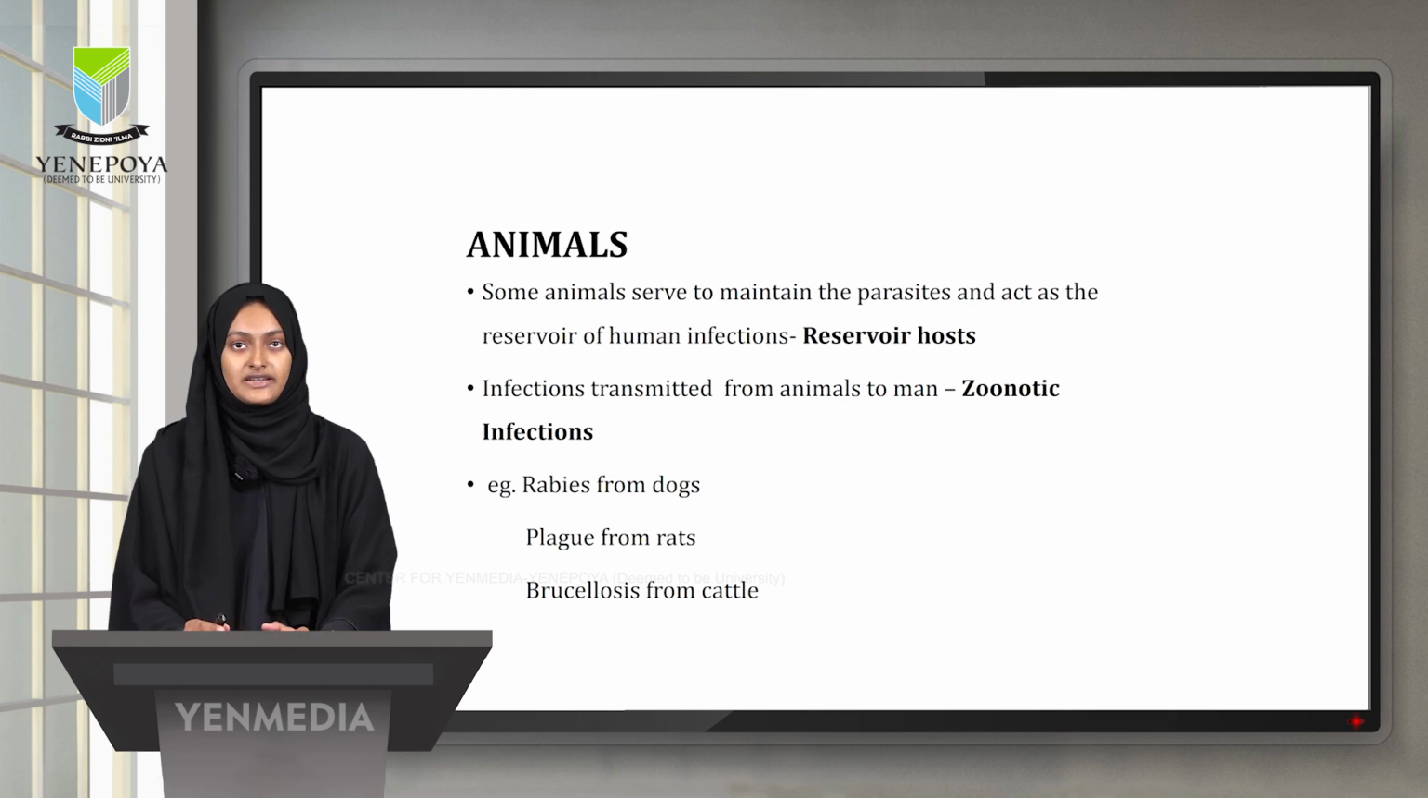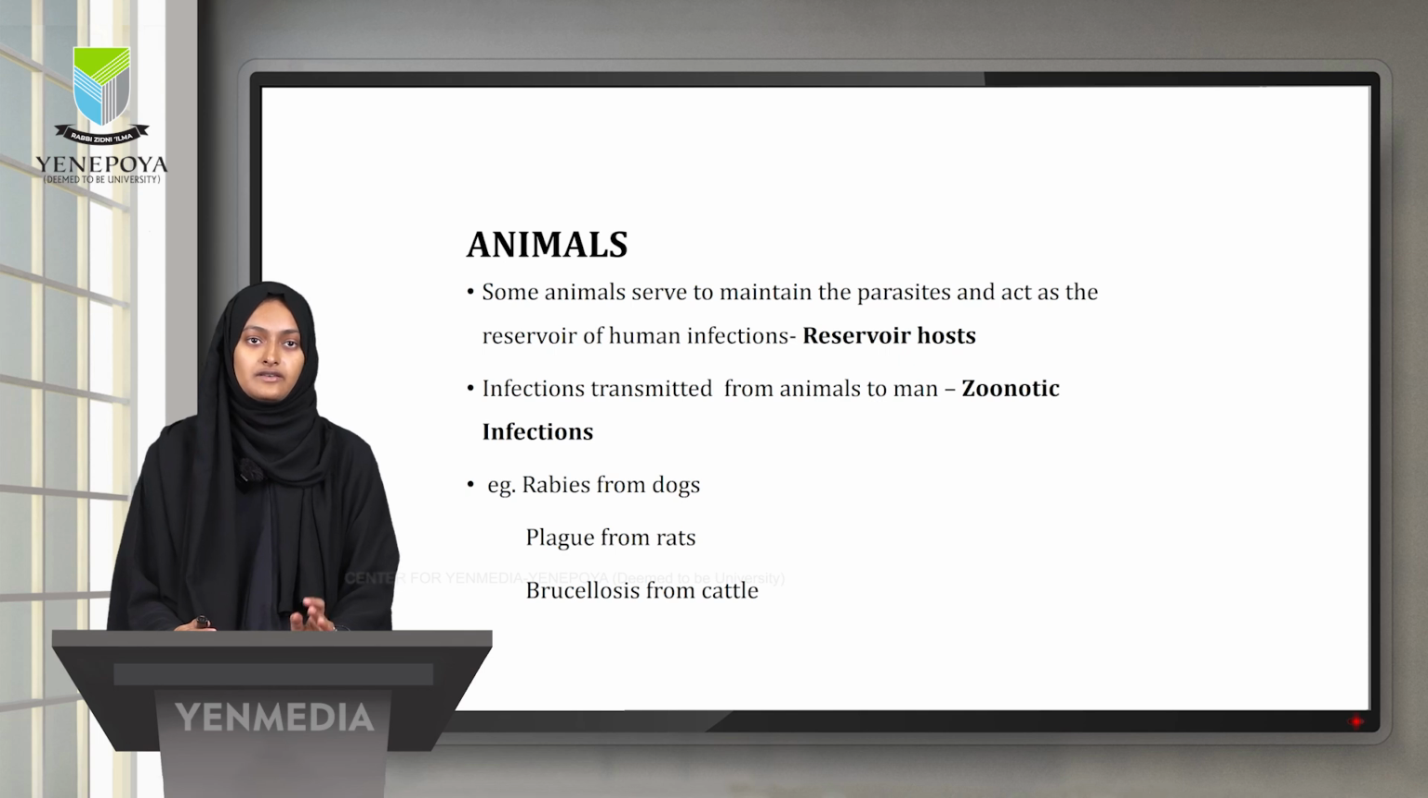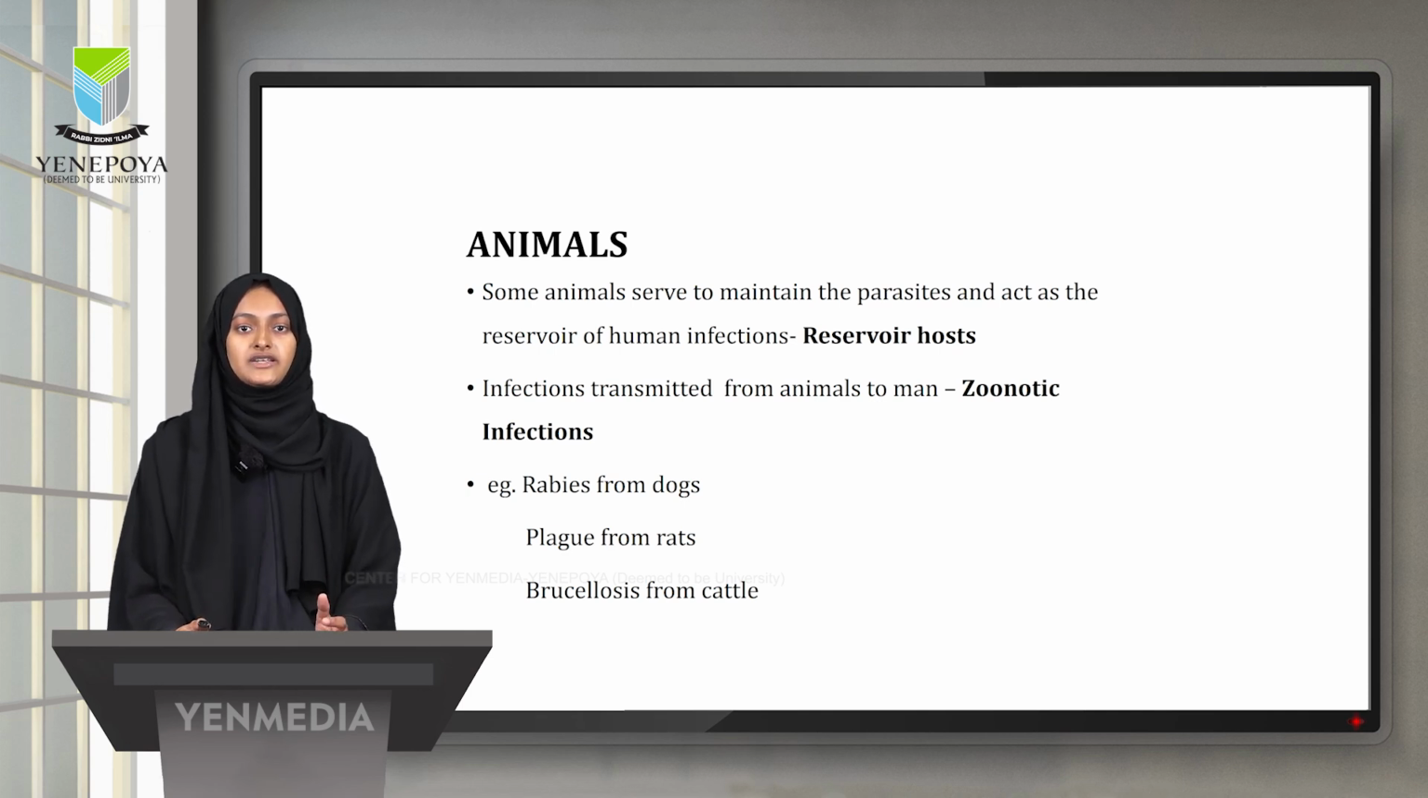Animals maintain the parasite and they act as a reservoir of human infection, most of the human infections, and they are called as reservoir host. The infections transmitted from animals to man are called as zoonotic infections. Example, rabies from dogs. Rabies is an infection of the central nervous system, and it is transmitted by the bite of a rabid animal. And in India, it's most commonly by the rabid dog.